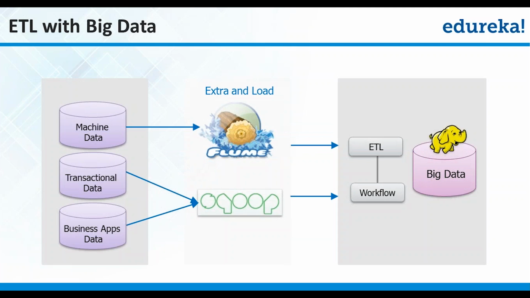This is the basic architecture of ETL with big data. We have various data coming in from various systems. It could be machine data, transaction data, business apps data. You can have your big data layer in between, that is Flume, Sqoop, which can extract the data, and on top of that you have your ETL process working, which will load your data into the big data ecosystem. This is how typically ETL with big data will work.